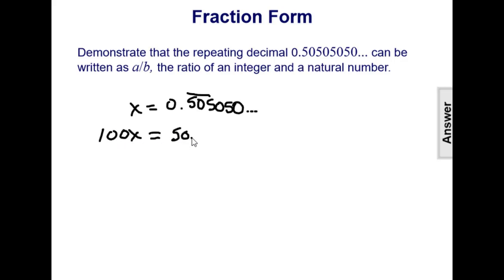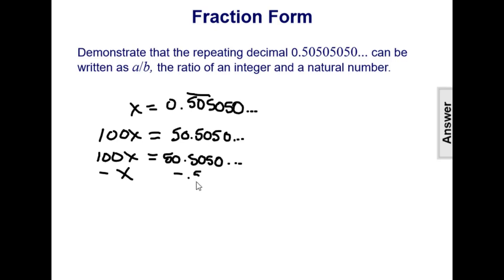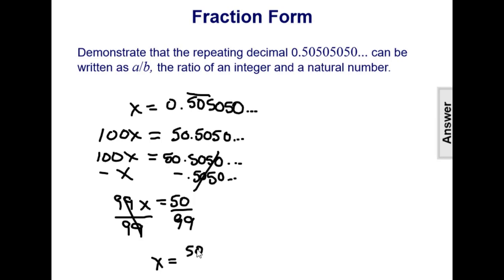So 100x would equal 50.505050 repeating. So with that 100x, we need to subtract the repeating part from the decimal, 0.505050. So we'll subtract x and 0.5050, since they are equivalent, from both sides to cancel that out to get 99x equals 50. That's what was left when you take away the repeating part of the decimal. If we then want to solve for x, we'll divide both sides by 99. And we'll end up with x equaling 50 over 99. That is the ratio that is equivalent to 0.50 repeating.